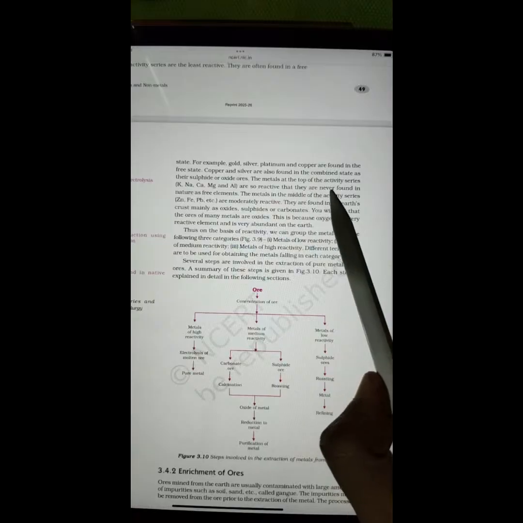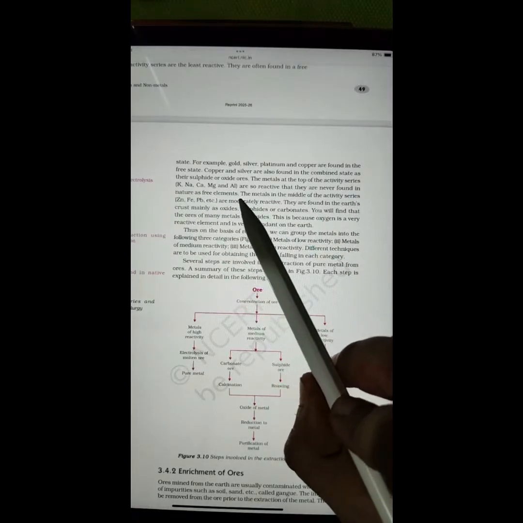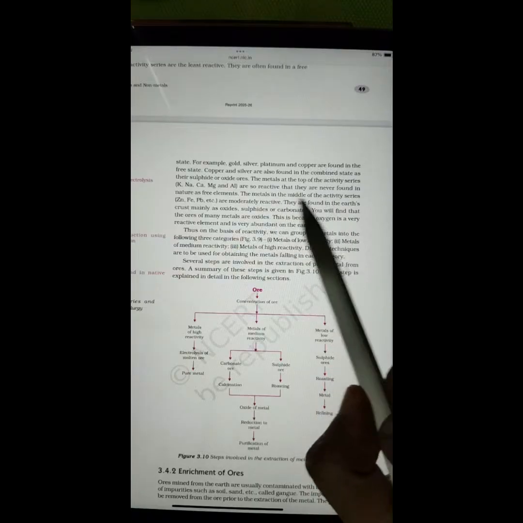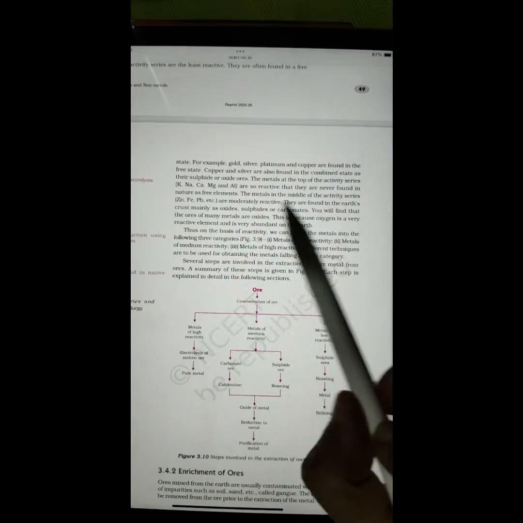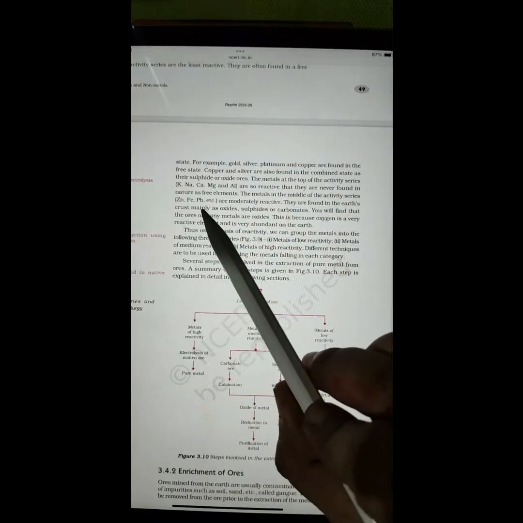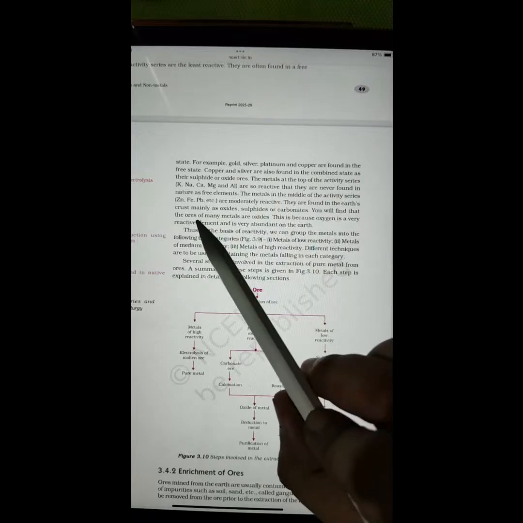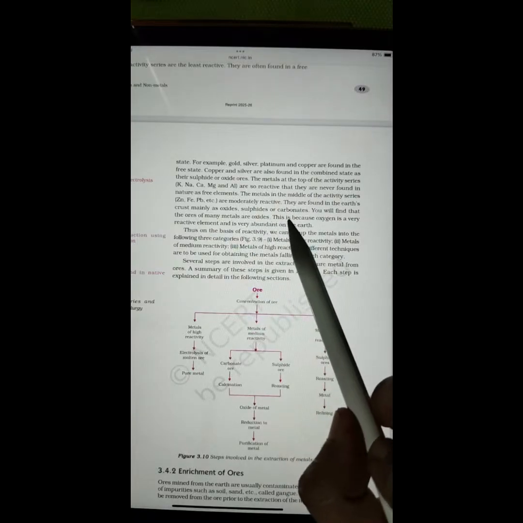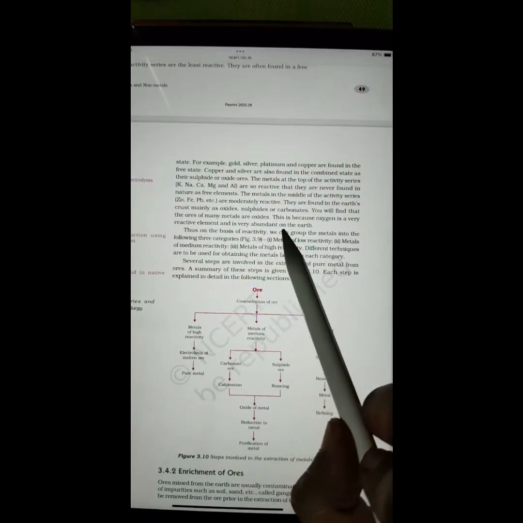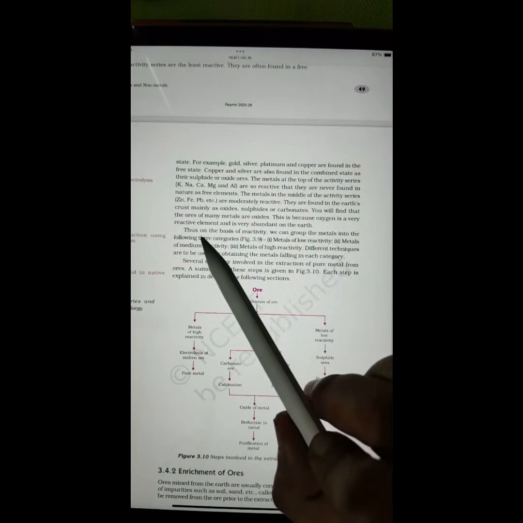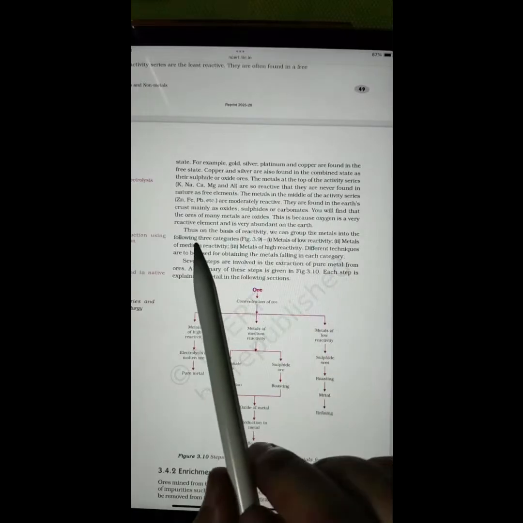The metals at the top of the activity series, K, Na, calcium, magnesium, aluminium, are so reactive that they are never found in nature as free elements. The metals in the middle of the activity series, like zinc, iron, lead, etc., are moderately reactive. They are found in the Earth's crust mainly as oxides, sulfides, carbonates. You will find that the ores of many metals are oxides. This is because oxygen is a very reactive element and is very abundant on the Earth.